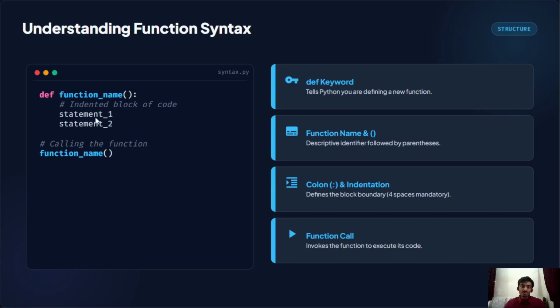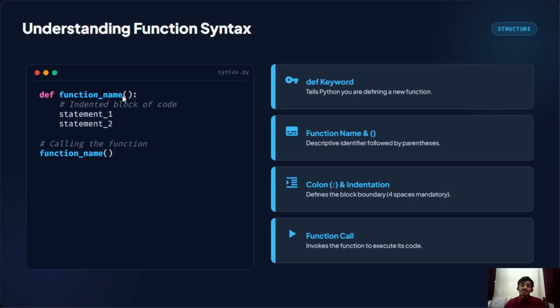Now notice the small braces here. These are called parentheses. Every function includes parentheses, even if there is no data inside them. Later, in the next lesson, we will place parameters inside these parentheses. For now, they simply remain empty.